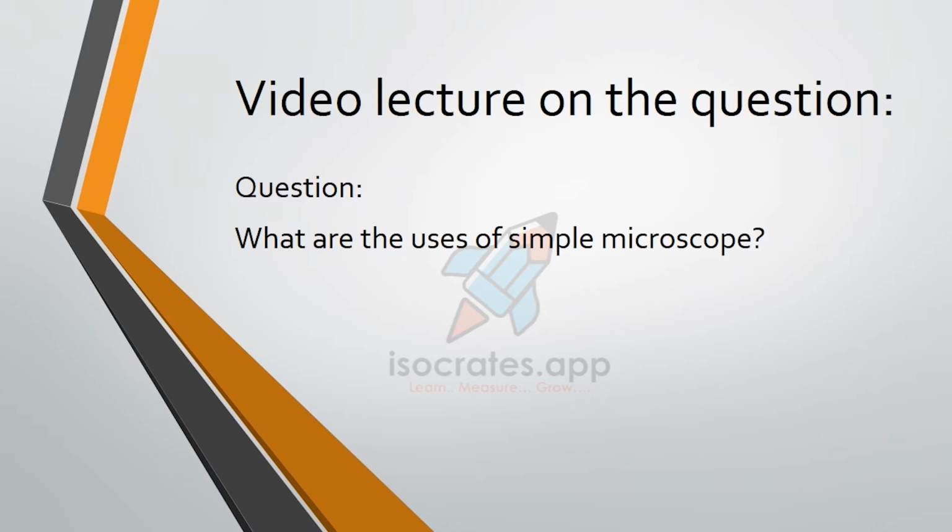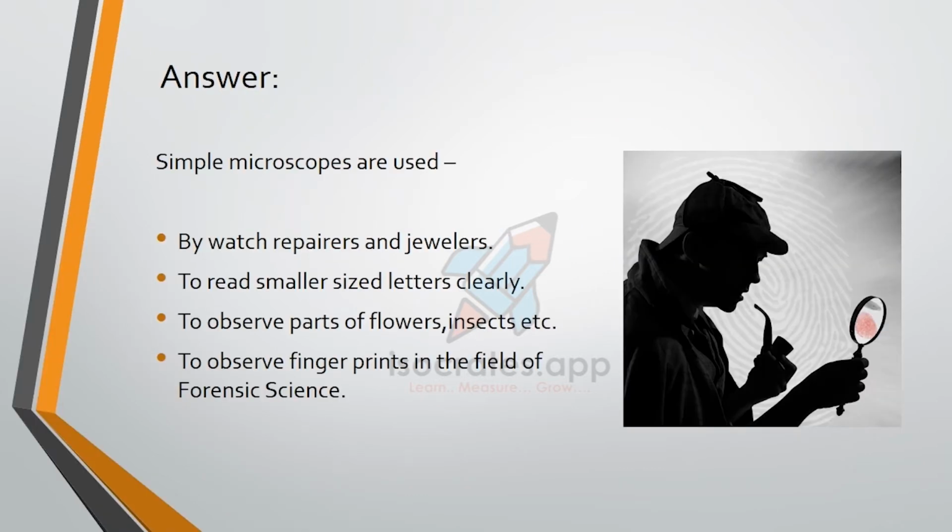Question: what are the uses of simple microscope? The answer: simple microscopes are used by watch repairers and jewelers. They are used to read small-sized letters clearly. They are used to observe parts of flowers, insects, etc. They are used to observe fingerprints in the field of forensic science.